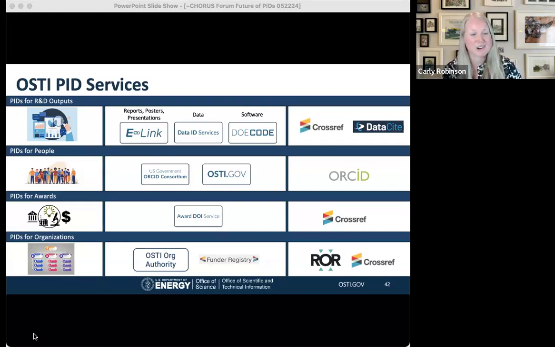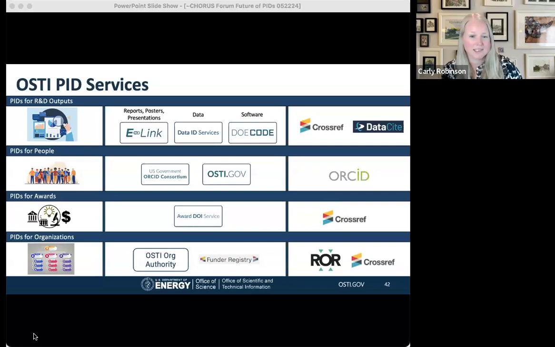We have in the early stages an award DOI service. We're working with some of the DOE user facilities to assign DOIs to the awards coming out of their facilities. We're doing a lot with persistent identifiers for organizations. We have an internal organization authority that has name variations and information describing the organizations. We're adding persistent identifiers to that so that we can add it within our metadata.